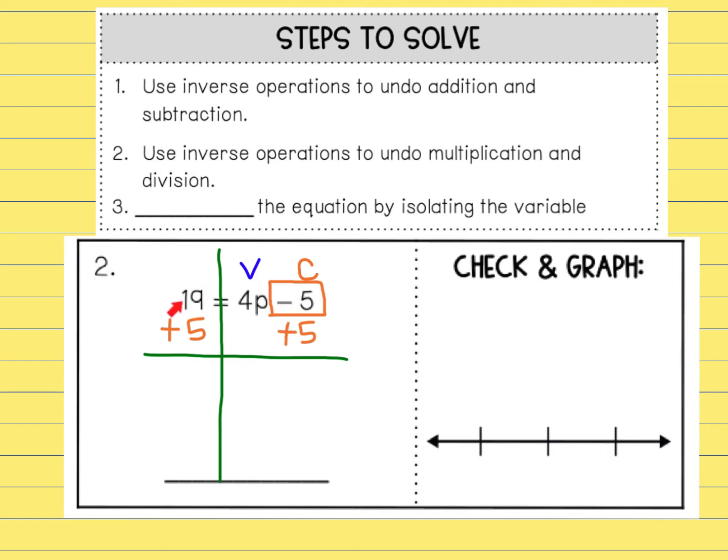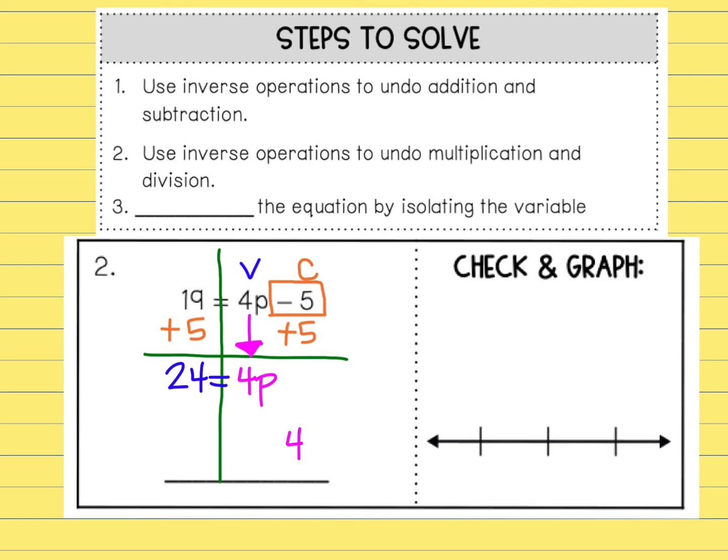On the left side this time, I have 19 plus 5. That makes 24 equals. And now I'm going to bring down the variable and coefficient, 4p. Now I'm ready for step 2. The opposite of 4p means multiply. So the opposite of multiply is divide. So now I'll make a dividing box.